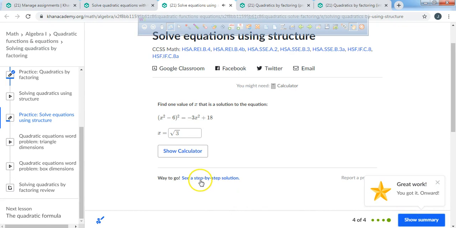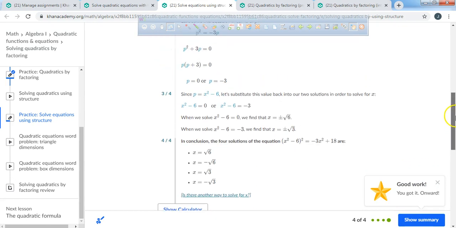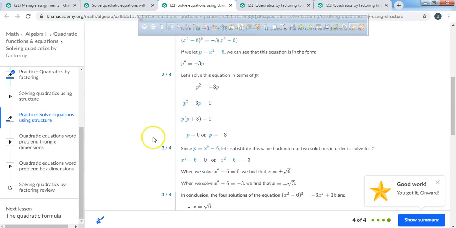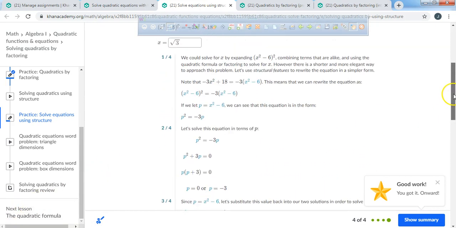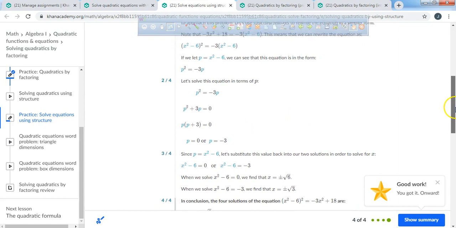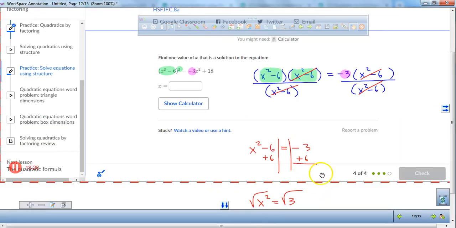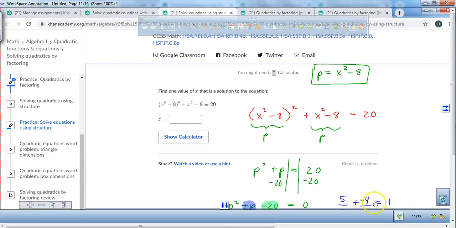Now, if you miss one of these, my suggestion is to see a step-by-step solution. Write those steps down and see what they do. It looks like they substituted a value of p for it and did it that way. So that was one way that they did it. We did it a little bit differently. Whichever way you feel most comfortable. If you want to substitute p into the equation, you're more than welcome to. That's a very valid and easy way.